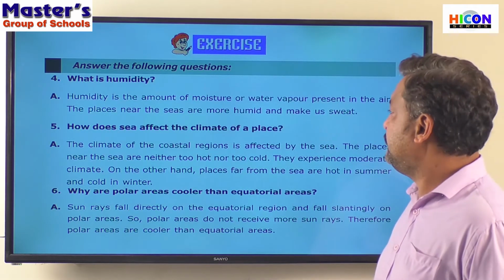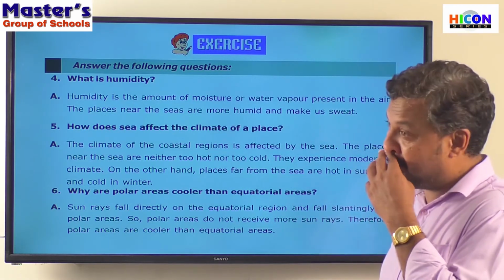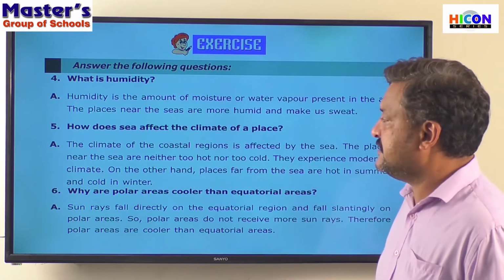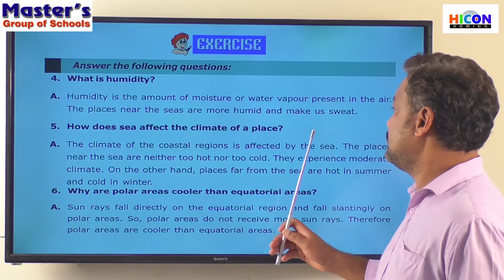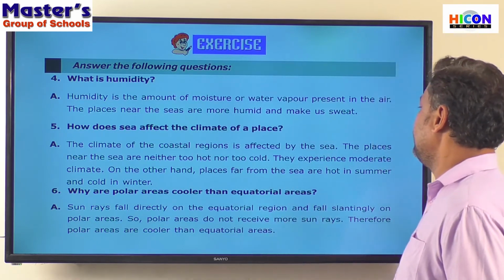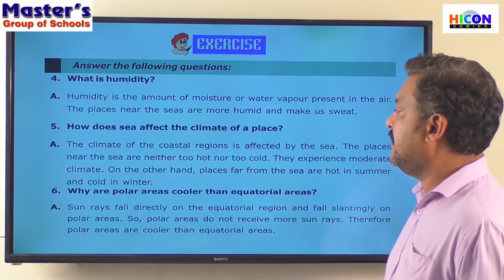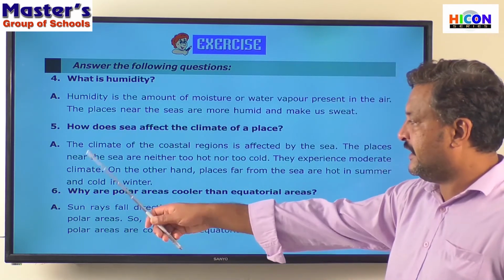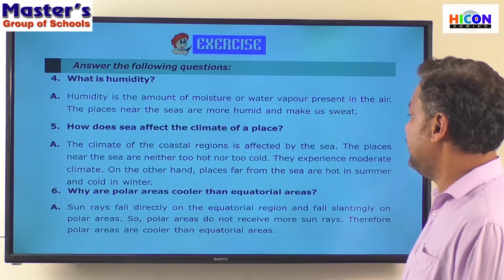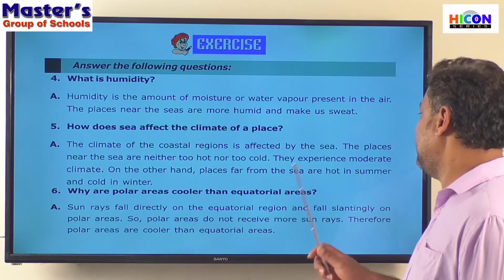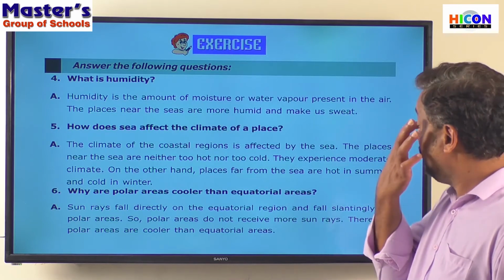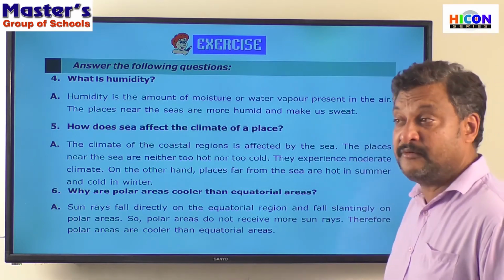How does the sea affect the climate of a place? The climate of the coastal region is affected by the sea. The places near the sea are neither too hot nor too cold. They experience a moderate climate. On the other hand, places far from the sea are hot in summer and cold in winter. So how does the sea affect the climate of a place?